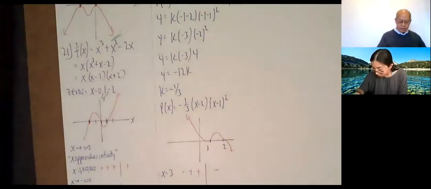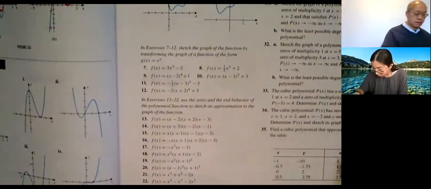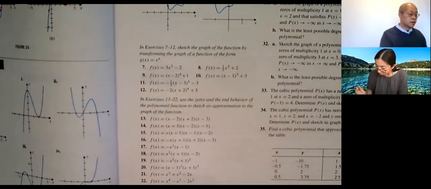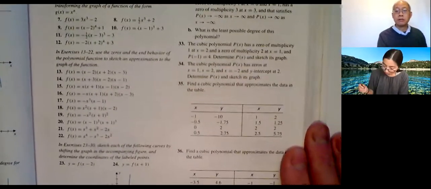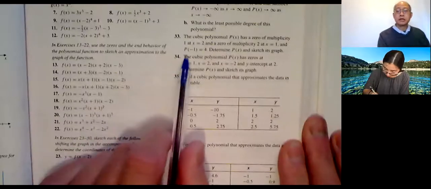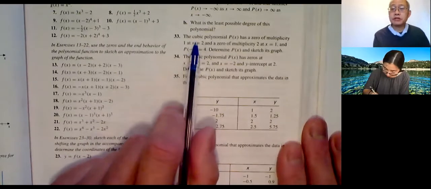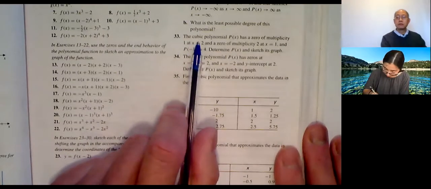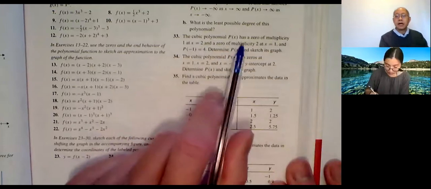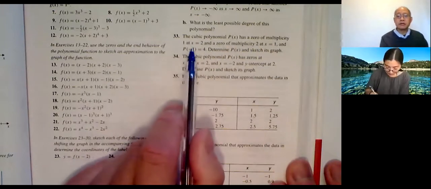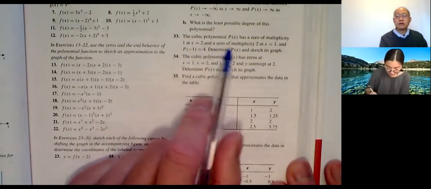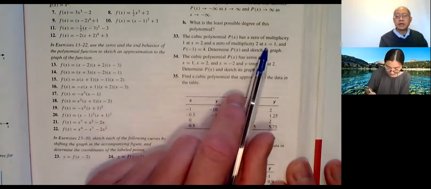Okay, I'm going to go and show you 33, the last problem. And maybe I can start some of the next section, but we'll see. The cubic polynomial, so cubic means third degree, degree 3, has a 0 of multiplicity 1 at x equals 2, and a 0 of multiplicity 2 at x equals 1.